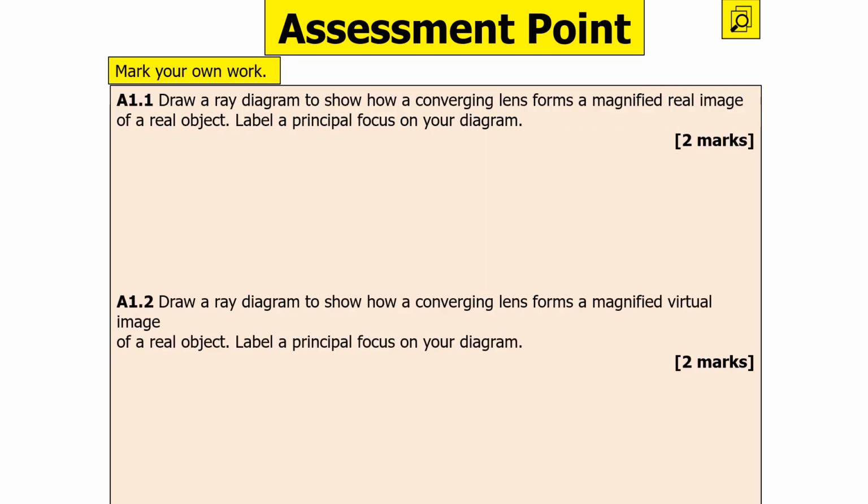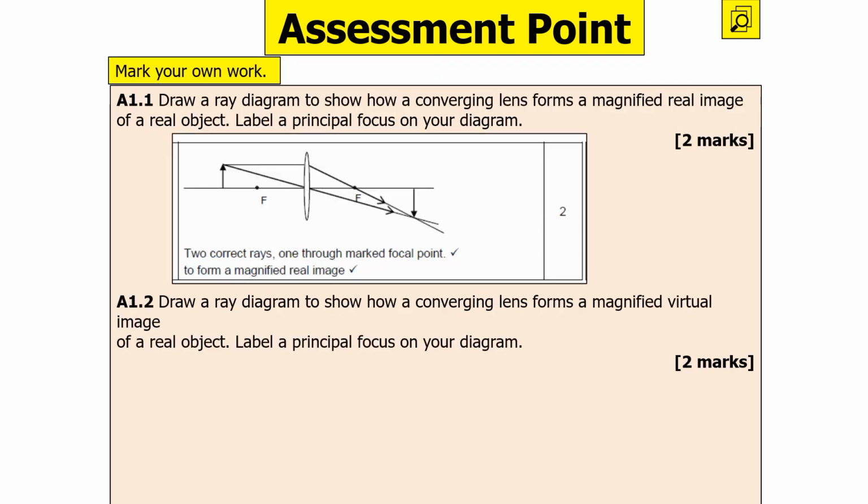So in this first question, you've got to draw your diagram in like so. Like we said before, one line from the top goes straight through the center, undeviated. One line goes parallel to the axis and then refracts through F. Where the lines cross, that is where you get your image.